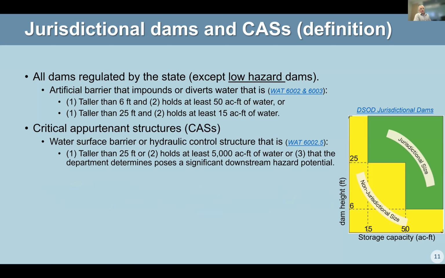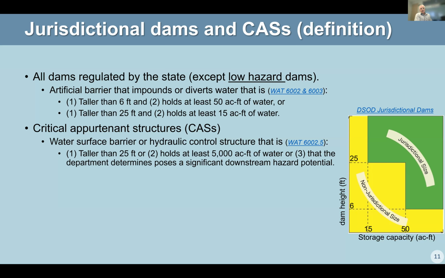The other thing is this idea of a critical appurtenant structure. So the dam itself, the embankment, has to meet this regulatory requirement. And by the way, there's another thing: a low hazard dam. A low hazard dam is not a jurisdictional dam. I'll talk about that in a second.